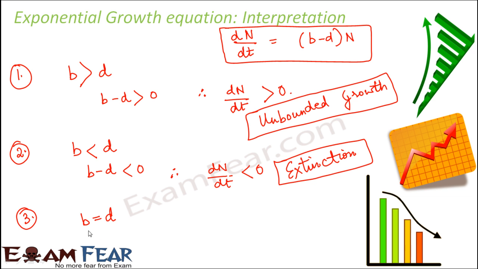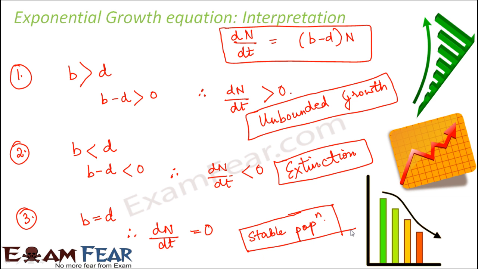Similarly, let us consider the third scenario where we say that b is equal to d. So if b is equal to d, then what will happen? The entire right hand side would be 0. So in this case, dN/dt will be equal to 0. That means the change of population density with time is 0, which means there is no change in population with time. That means the population remains constant, or we can say this is a scenario of stable population. That is, the population is neither decreasing in size nor increasing in size. If there are 10 births taking place in a year, then there are 10 deaths taking place in a year. So the overall population density will remain the same. So these are the three scenarios that can be interpreted from the exponential growth equation.